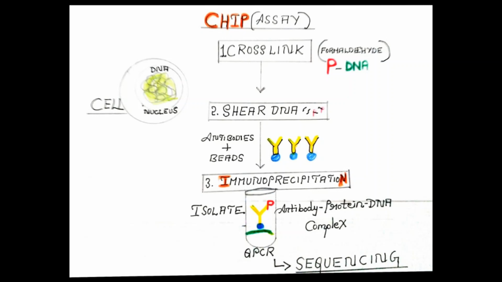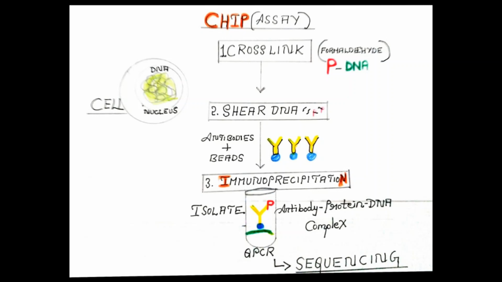The next step is you need to shear the DNA. You can use the sonication procedure or enzymes. So later comes our concept, that is immunoprecipitation. What we are doing now in the third step, we are adding antibodies with insoluble beads. You can use magnetic beads also. Once you add antibodies, the Fab fragment of the antibody reacts with the protein of interest.